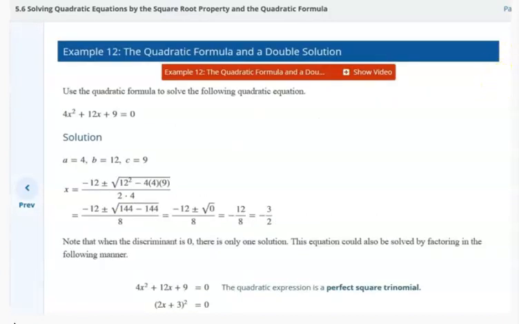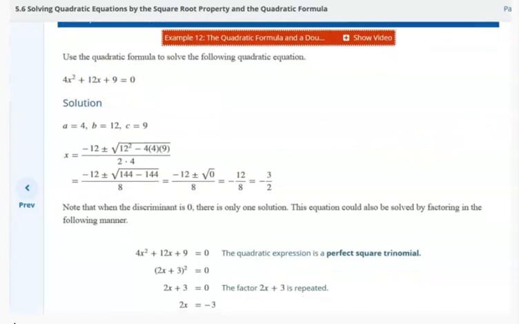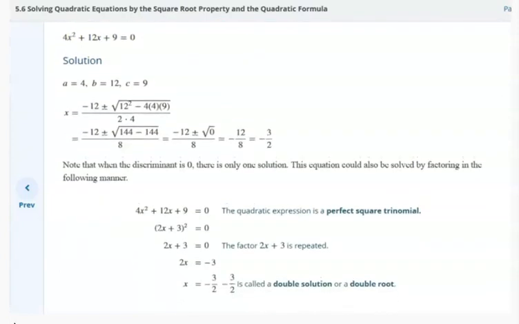And for the sake of time, we're not going to do this one either in any detail. This is example 12. And if you note, this is a perfect square trinomial that they're factoring down below, where you get two of the same answers. And also, when you put it into the quadratic formula, your discriminant is 0. So you get a negative 12 over 8, which reduces to a negative 3 over 2. And you actually get two of the same answers, and here we only list it once.